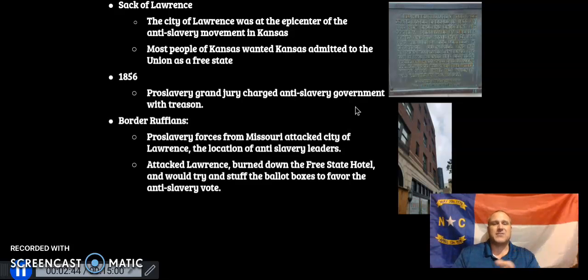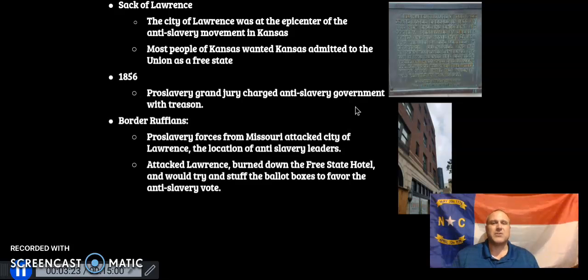In 1856, this pro-slavery grand jury charges the anti-slavery government with treason. Now people really start fighting against each other. These pro-slavery border ruffians from Missouri go in and attack the city of Lawrence, the location of the anti-slavery leaders. They burn buildings like this one right here, the Free State Hotel. That is a picture that I took of the modern-day Free State Hotel. They would stuff ballot boxes in order to sway the vote.